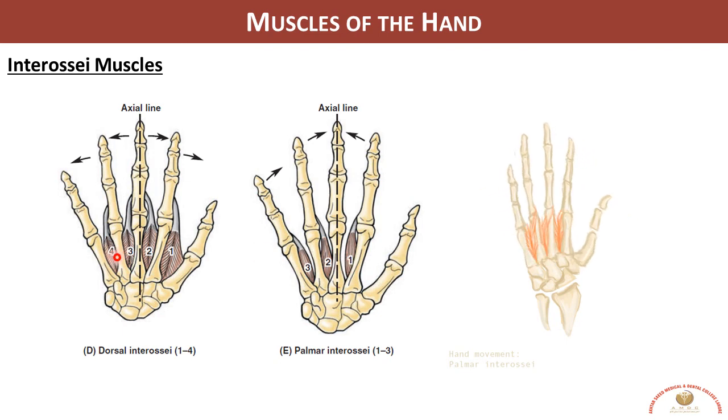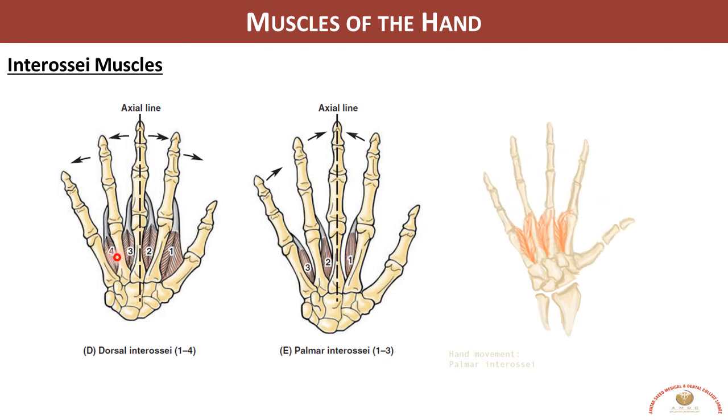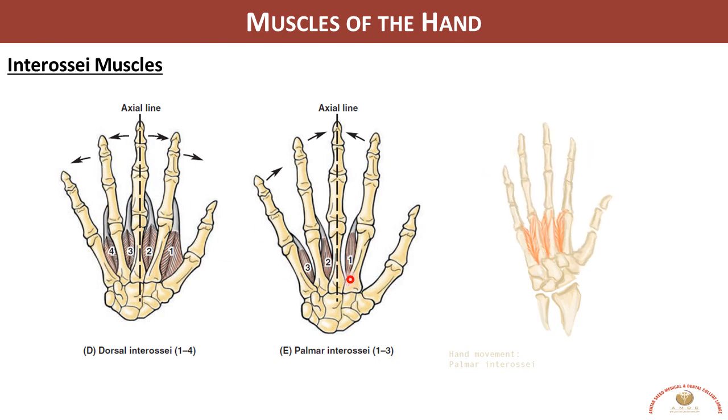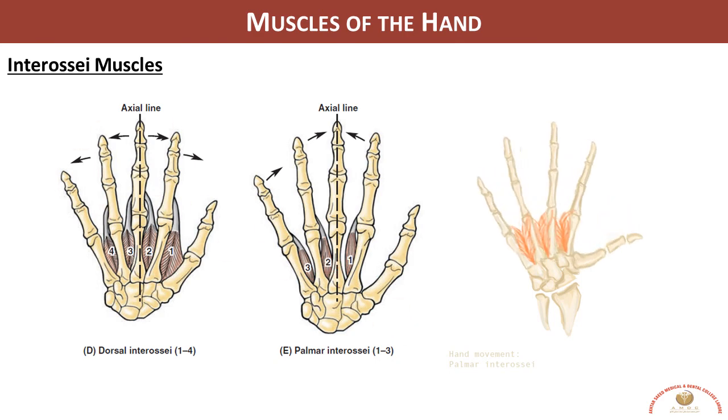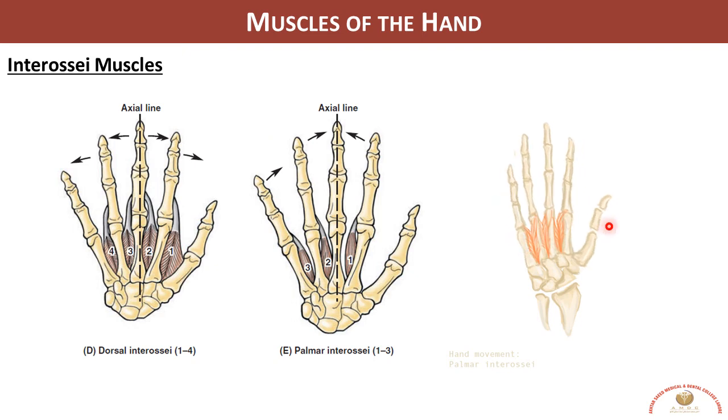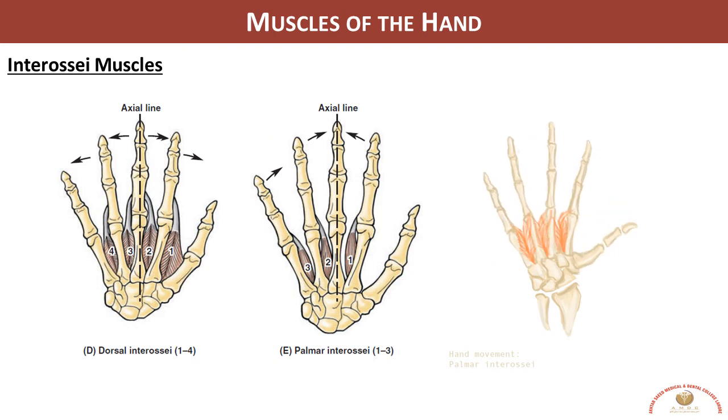These dorsal interossei attach on the base of the proximal phalanx, and these attach on the bases of the proximal phalanges, extensor expansion, second, fourth, and fifth digits, and they all are supplied by the deep branch of ulnar nerve. This is the action of the interossei muscles.